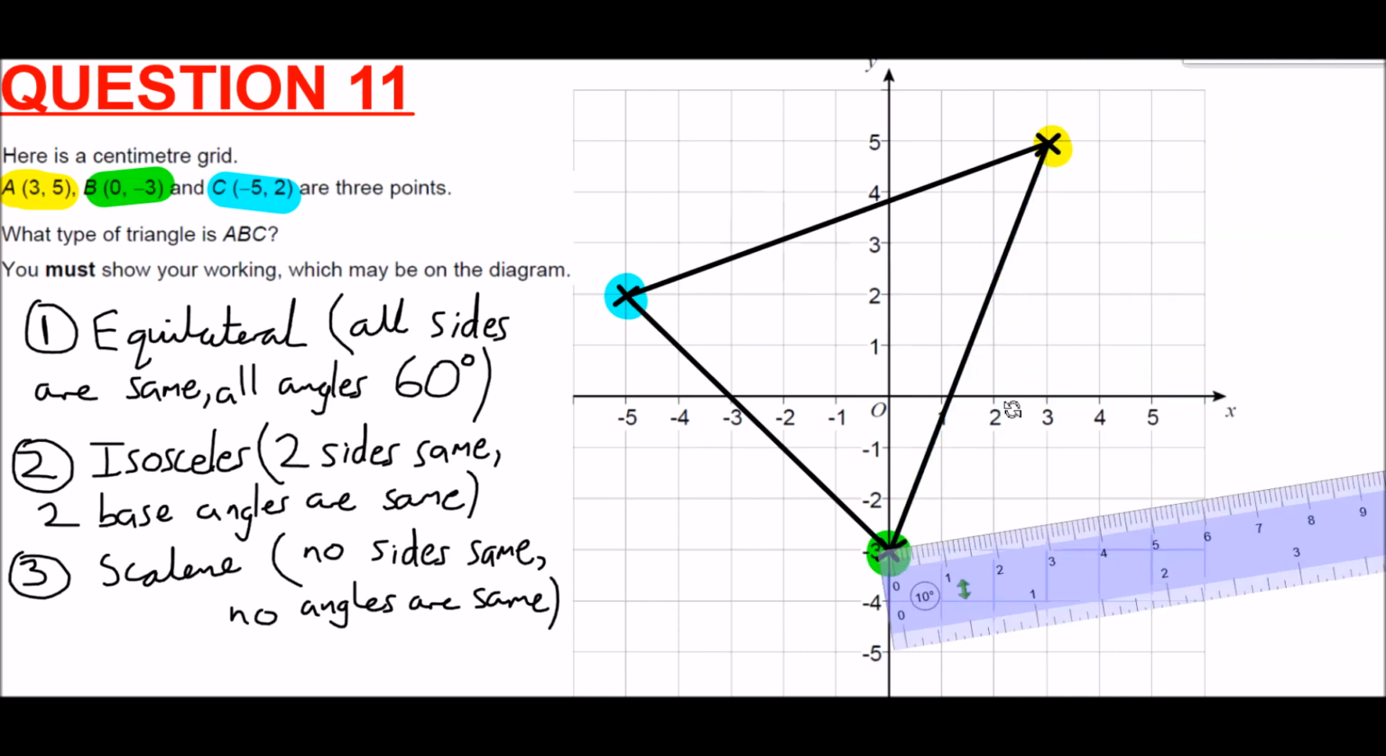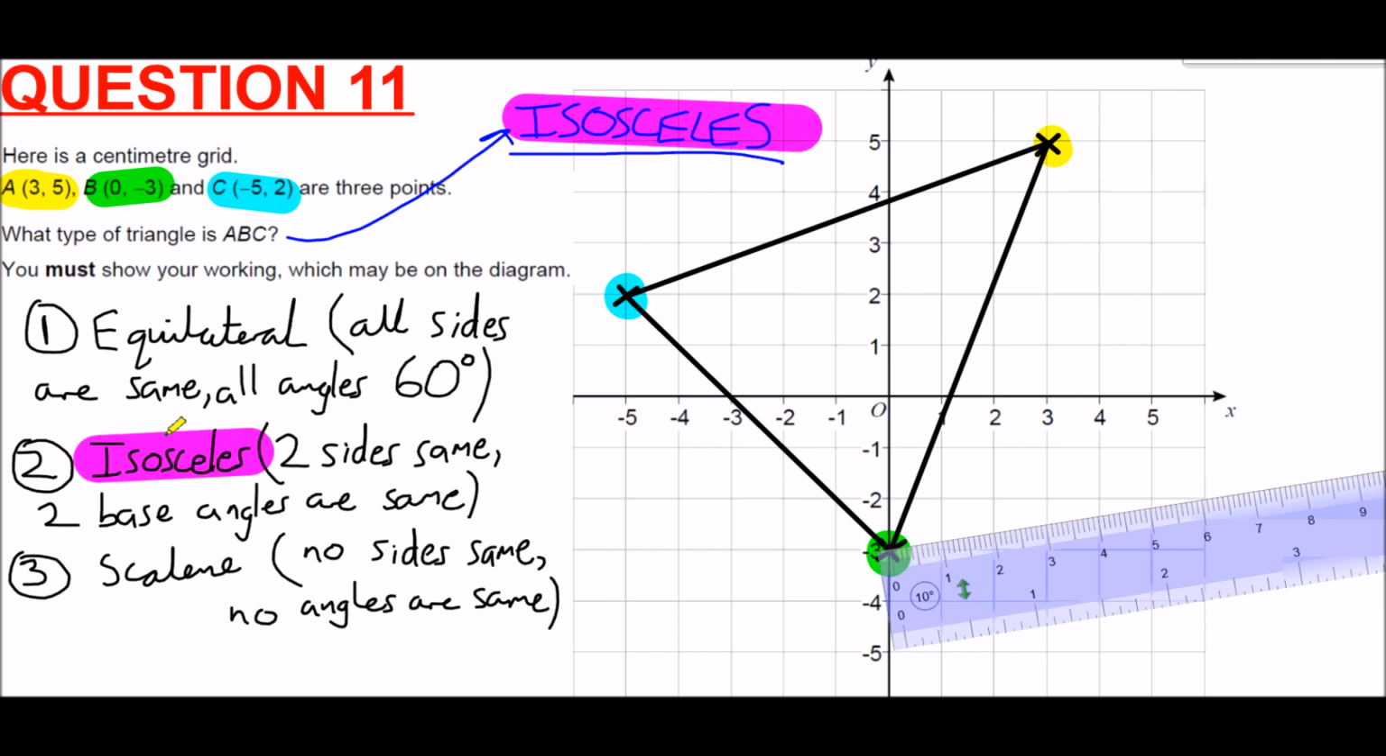So what that tells us is that the top side and the bottom right side are the same. So it's got 2 sides which are the same. Therefore, we know for definite that this type of triangle is isosceles. So our final answer on our answer line, we need to say it's isosceles. And that's it for question 11.